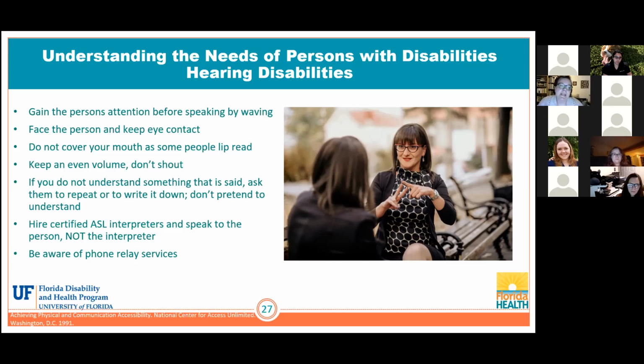So if you have to, ask them to convey it some other way, ask them to repeat it, but don't pretend. You also want to hire certified ASL interpreters and then speak to the person, not the interpreter. So the onus is on the veterinary practice or the college of vet med, whoever, to provide a certified interpreter when one is requested. There are local centers for independent living that can help hook you up with one. It costs somewhere around $120 an hour or so, I think. There are tax breaks for doing it, but remember, it is on you.